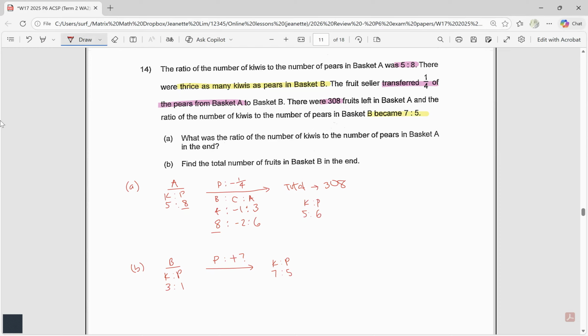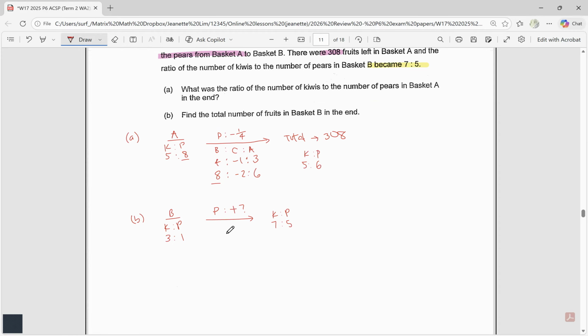Okay, let's use part A since we have a common base for part A. Let's find out how much it is using this 308. Sorry, hold on. For this second set of before and after change, there's also a common base here, which is your number of kiwis. The kiwis didn't change, right? So I'll change it to 21, common multiple. So this is also 21, this is 15. Okay, so then back to this.